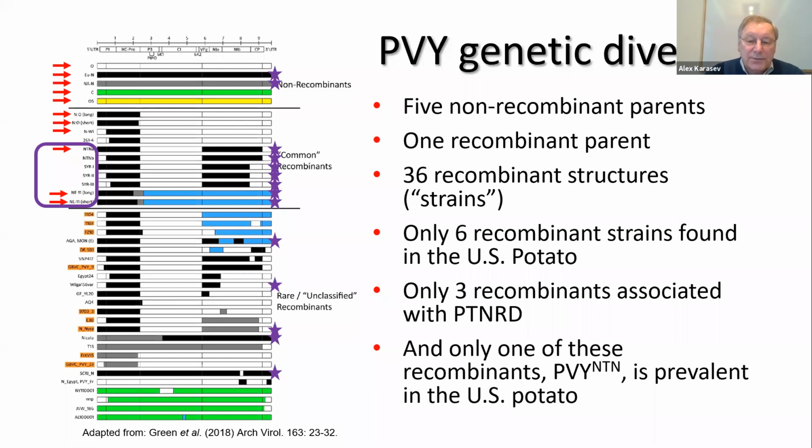From a US perspective, it's interesting that we found only six recombinant strains in the US potato. On the left, you can see these red arrows marking strains that were found in the US. Even more important is that just three of these recombinant structures were associated with tuber necrotic reactions. And just one of them, PVY-NTN or PVY-NTNA, this is the structure that I'm showing here, is the one that is really prevalent in the US potato.